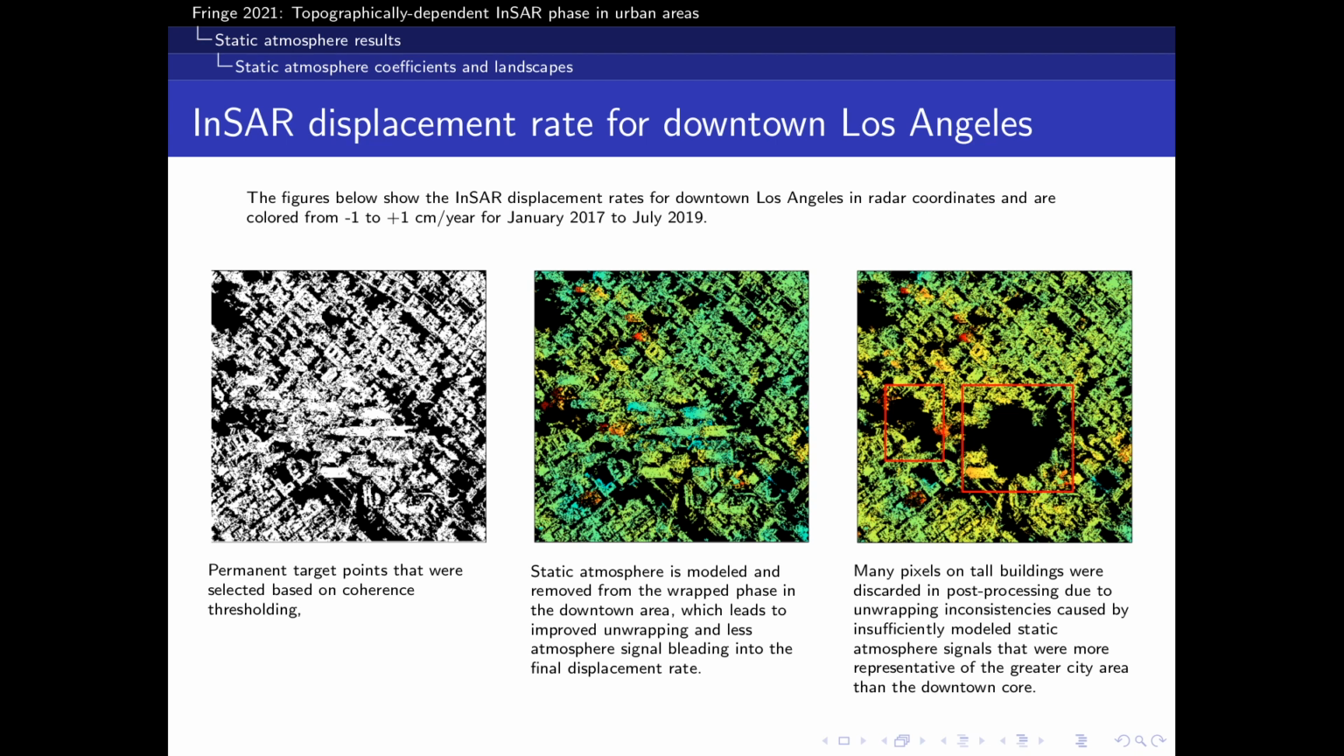For the downtown AOI, we found that proper modeling of the static atmosphere phase resulted in fewer unwrapping errors and points being discarded in later post-processing steps.